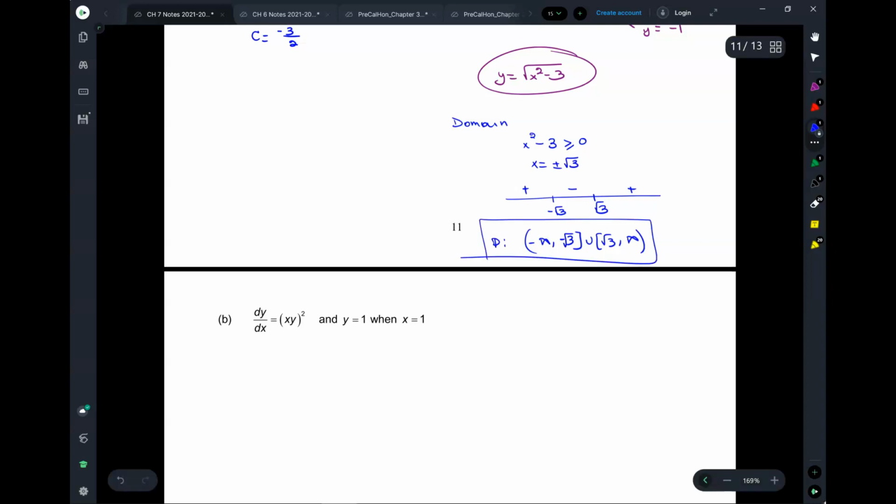We're cool? Can you sit properly? Sorry, thank you. All right, are we cool?